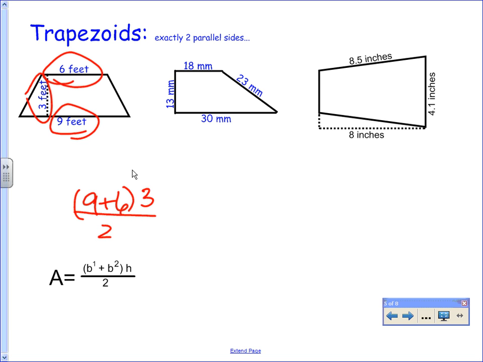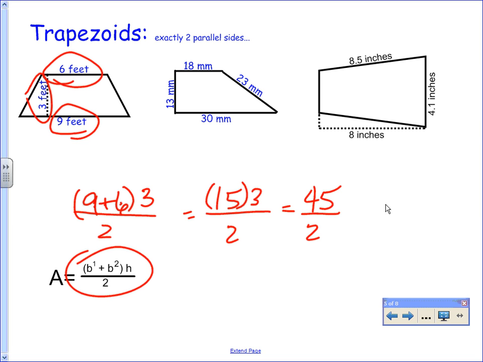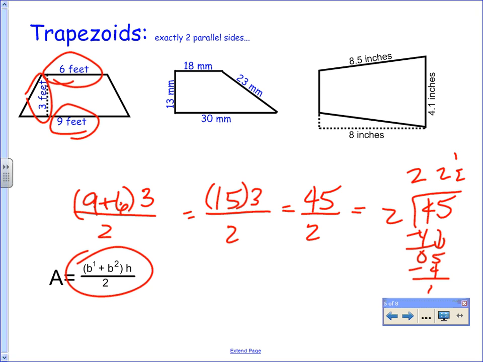of that over 2. So again, because of this formula and all the little things, it looks really, really scary, but it's really not. You're doing 9 plus 6 times 3, and then you're dividing by 2. This is not hard. So this is going to be 9 plus 6, which is 15, times 3 over 2, which is 45 over 2, and 45 divided by 2 is 22 and a half, or 22.5. So we'll take 22.5 feet squared.